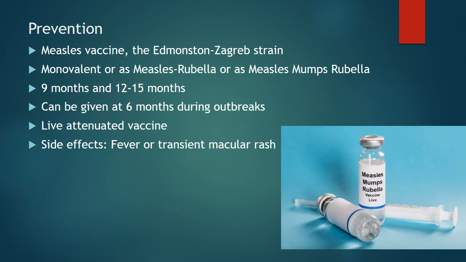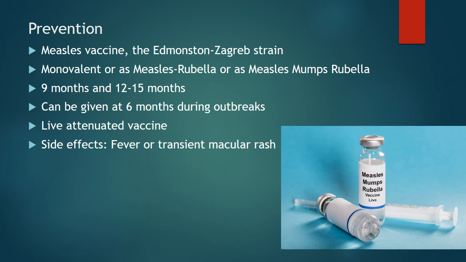The best way is to prevent measles itself before it occurs. The vaccine is the measles vaccine, the Edmonston-Zagreb strain, which is a live attenuated vaccine. It is given subcutaneously. It can be monovalent or given as measles rubella or as measles mumps rubella vaccine. It can be given from 9 months to 12 to 15 months. It can be given at 6 months of age during outbreaks.